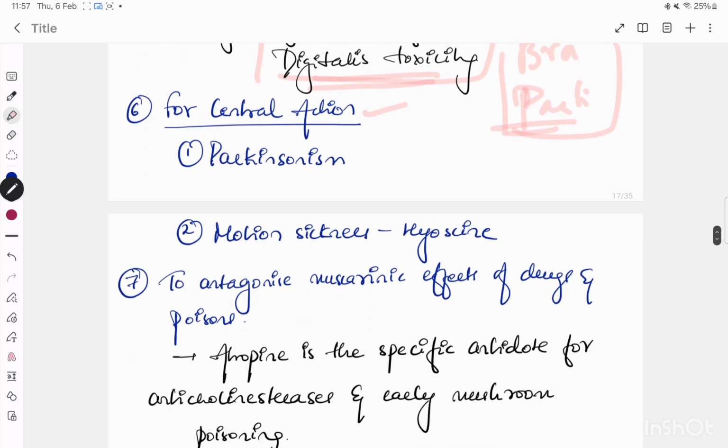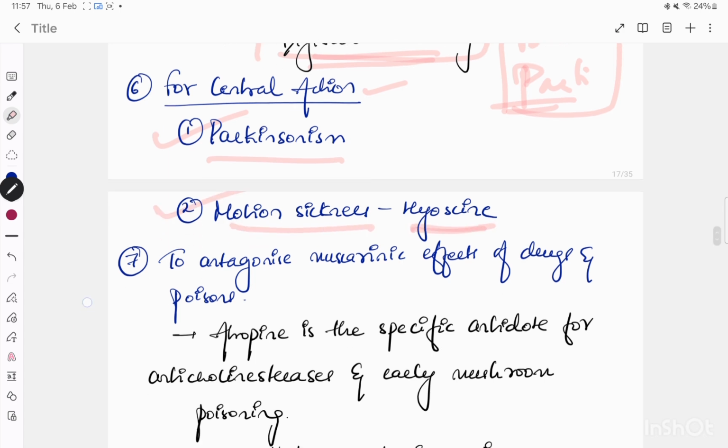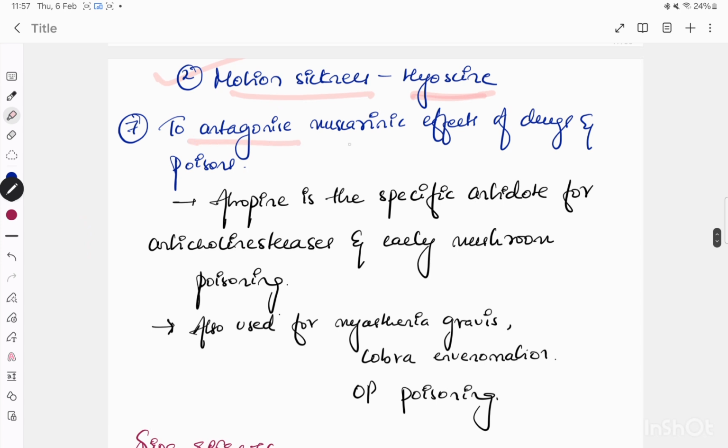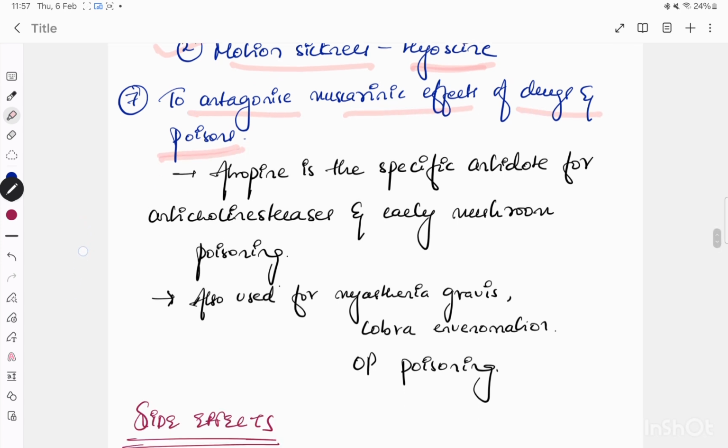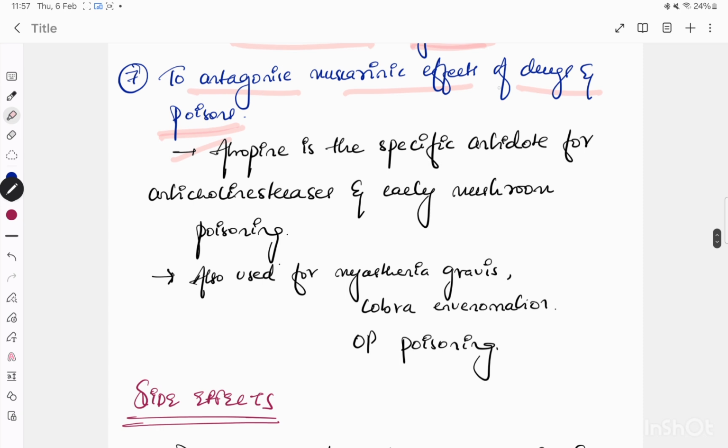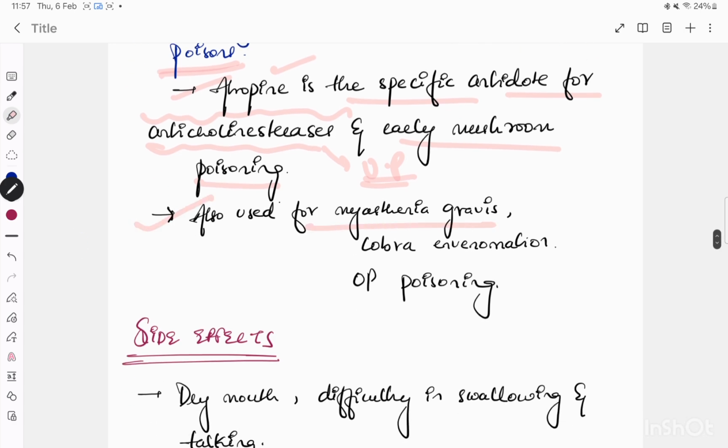Next, for central action, we already saw in detail how it is used in Parkinsonism, and why it is used in motion sickness. Hyoscine is used. Now, to antagonize muscarinic effects of drugs and poisons, atropine is the specific antidote for anticholinesterases. Anticholinesterases example is what? OP poisoning. In OP poisoning, which drug do we use? The drug of choice is atropine. That is what we are telling here. As well as in early mushroom poisoning. Also used for myasthenia gravis, cobra envenomation and OP poisoning.